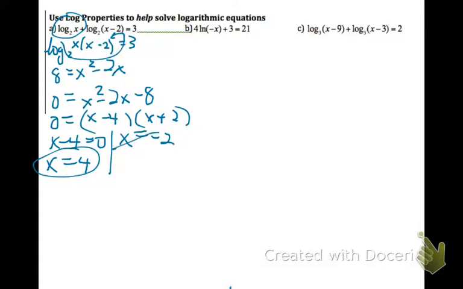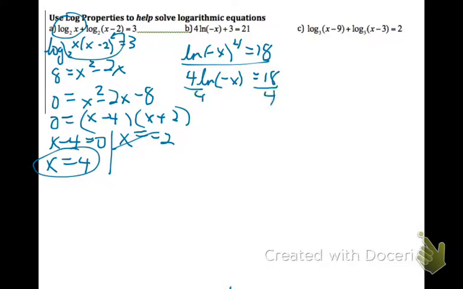Alright, now let's look at B. So the first thing I notice is I've got 4 multiplied out front, so I can rewrite that as the natural log of negative x to the 4th power equals 18. Then I can rewrite it in exponential form. Another way I could do that, however, is that I could subtract my 3 over, and then I can divide by 4. So I get the natural log of negative x equals 4.5.